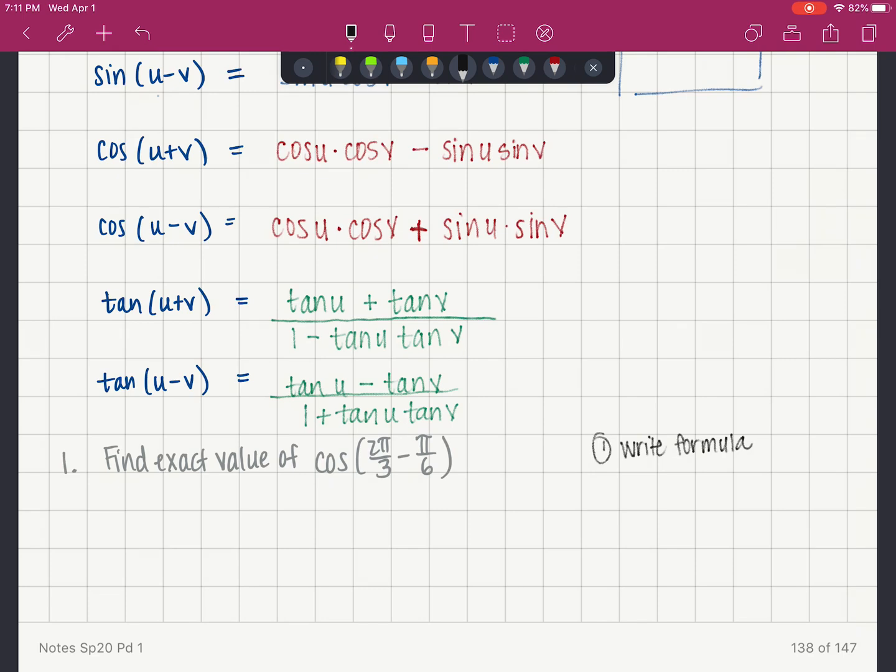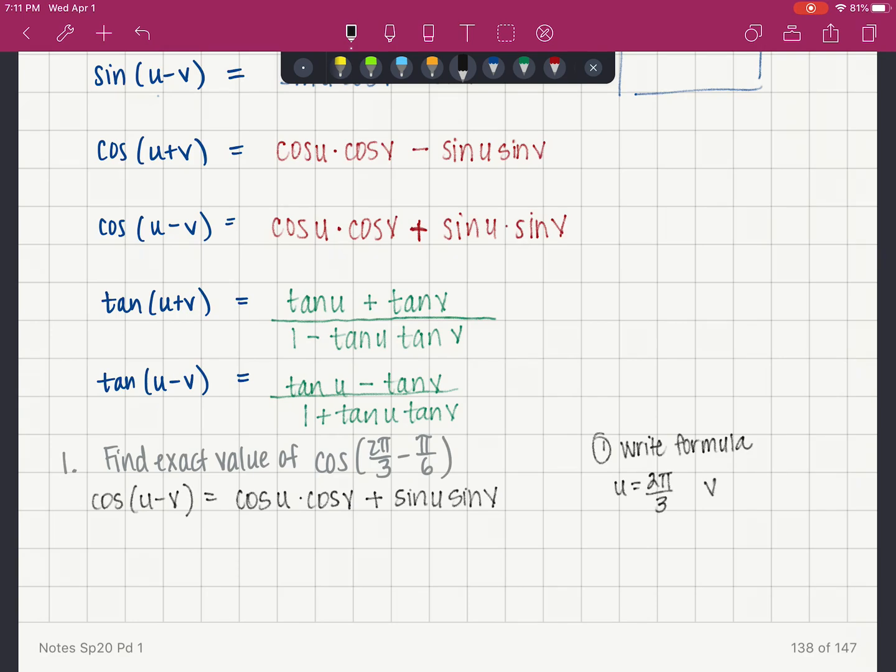So we're dealing with a cosine function of a difference. So I come up to my formulas because I haven't got them memorized yet, and I'm going to use the cosine of u minus v. I'm subtracting two angles inside the parentheses. And I'm going to write down that formula. That's the cosine of u times the cosine of v plus the sine of u times the sine of v.